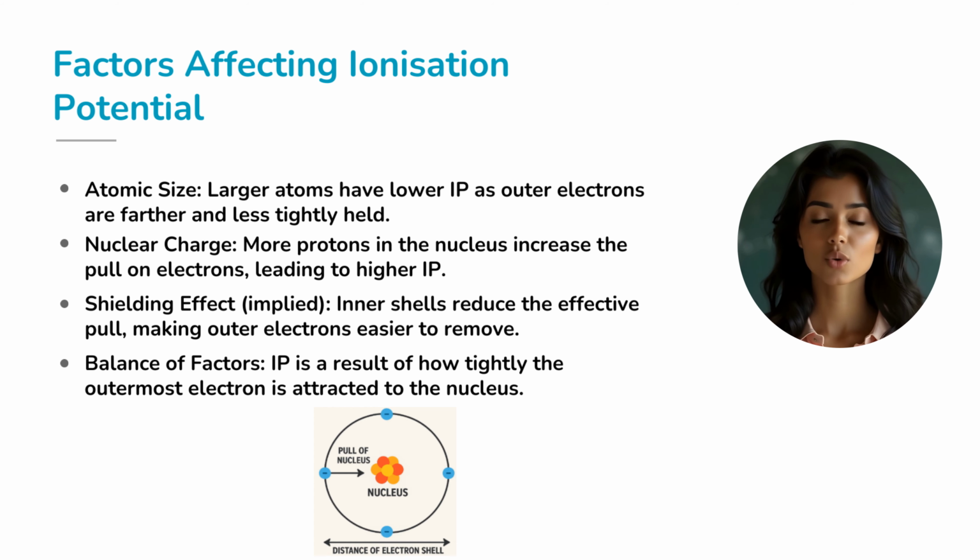Also, remember the role of inner shells. They create what we call the shielding effect, partially cancelling the nuclear pull on outer electrons. This shielding makes ionization easier, reducing IP. Balance of factors: ionization potential is determined by how tightly the outermost electron is attracted to the nucleus.